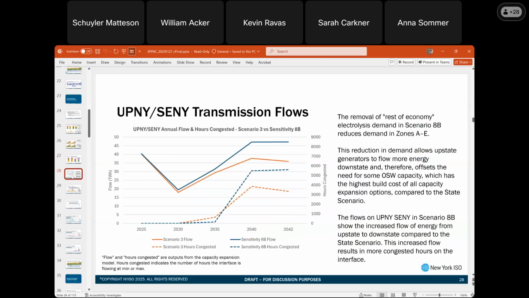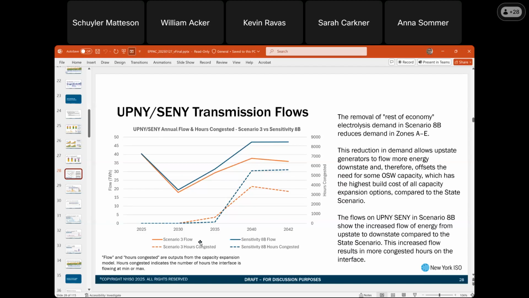But one of the things that we did look at in a little bit more detail is the transmission flows for this case. And part of the reason for this is, the rest of economy electrolysis is being served in zones A through E, right? So why does it lead to a decrease in capacity in zone K? And so we looked at the transmission flows to sort of get at this question and give some insight. So what's being shown in the chart here is both flows and hours congested.